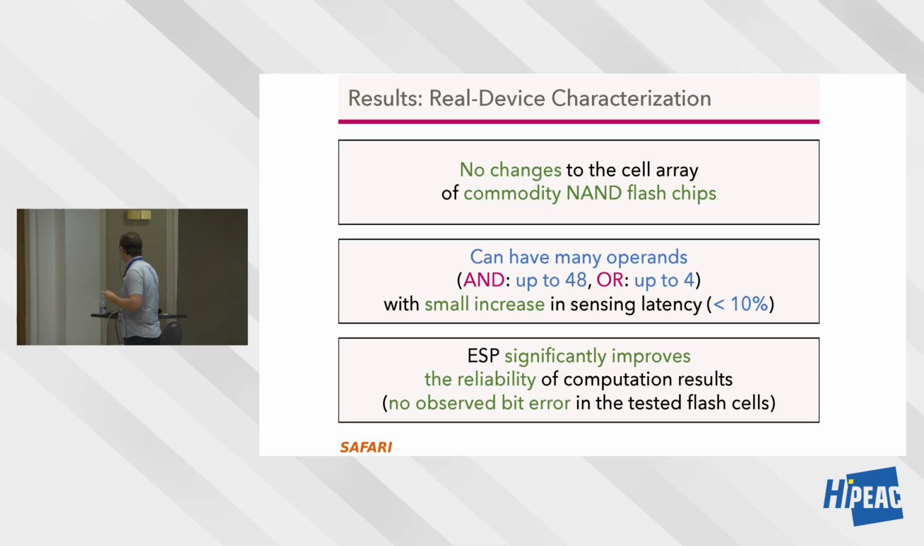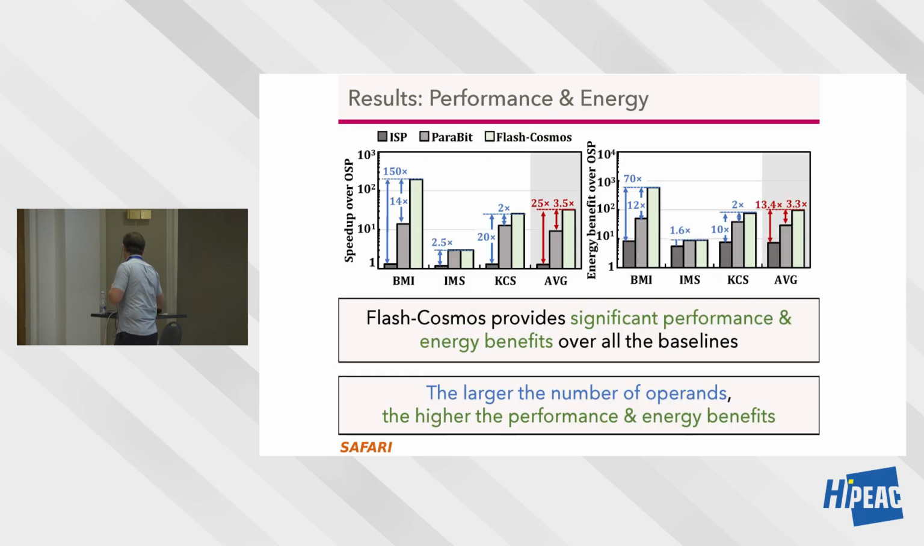So again, you can do this with no changes to the cell array of commodity DRAM chips. You can have many operands, and essentially we didn't observe any bit errors in the tested Flash cells. This is very different from DRAM. In DRAM, we cannot do this, unfortunately. We don't have the capability to manipulate charge in cells as much as we have the ability to do that through a Flash controller in Flash. Okay, and the results are pretty good actually.